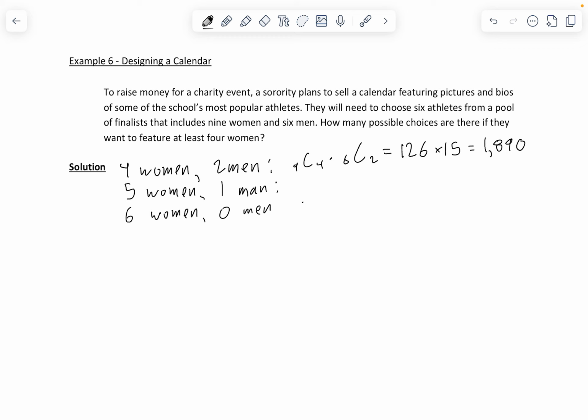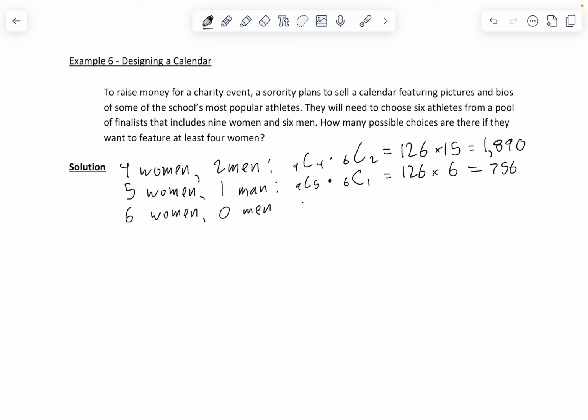For this scenario, for the 5 women, there are 9 women finalists. So the combinations would be, how many ways could we choose 5 women from a group of 9 women, right? So that would look like this. And we're multiplying that by another combination. This would be, how many ways could we choose 1 man from a group of 6 men, okay? The first one is 126. The second one is 6. These work out to be 756.